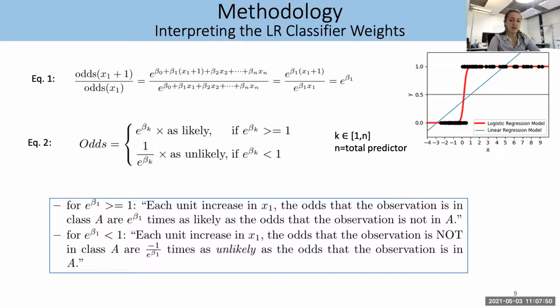And if the odds are less than 1, then a high value of that feature leads to that being classified as not part of the class. So what we really want to see in the results of the classifier weight interpretations is the amplitude and the value with respect to 1.